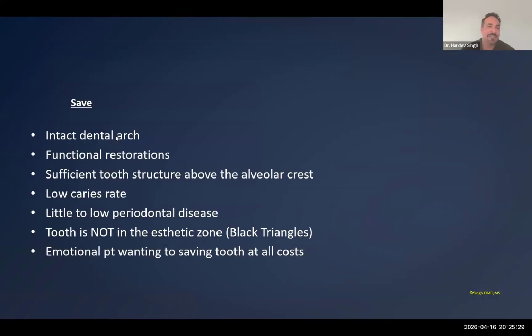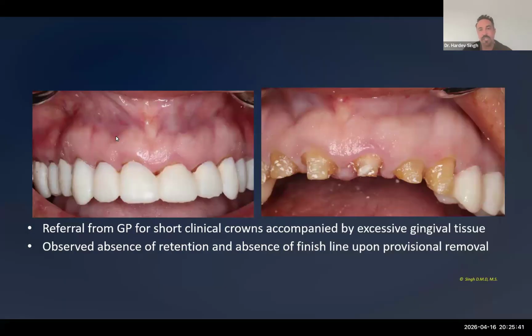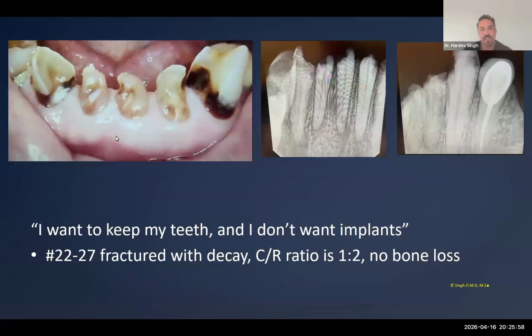Well, you have an intact dental arch, functional restorations, low caries, little to no perio disease, the tooth is not in the aesthetic zone, and a patient who has never lost a tooth and really wants to save the tooth. So here's a case that I got. The referral was for short clinical crowns. They wanted to save these teeth. But as you can see, this is a case that just doesn't have enough retention. We're going to save these teeth. We're going to do some aesthetic crown lengthenings in this case, and these are worth saving.